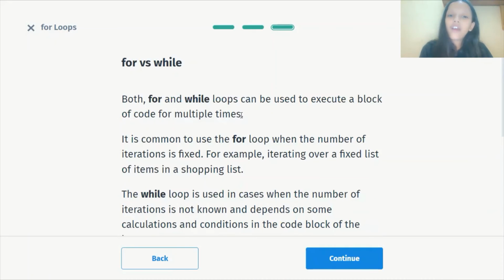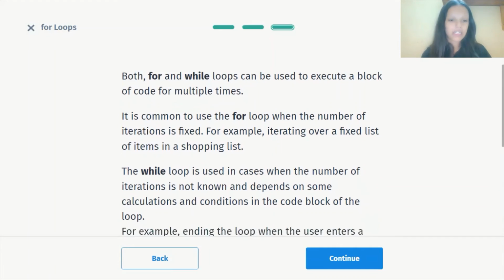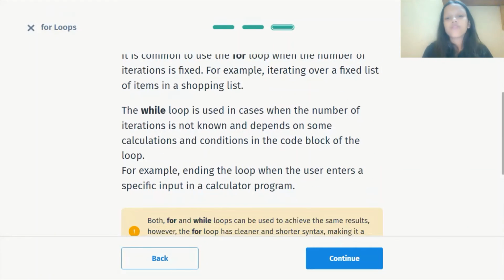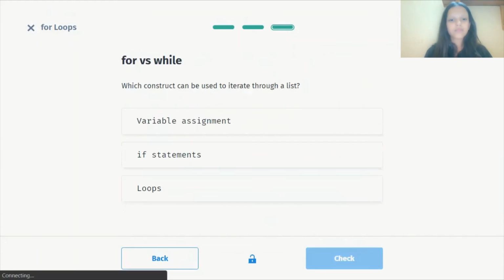Now, the for and while loops can be used to execute a block of code multiple times. It's common to use the for loop when the number of iterations is fixed, for example, iterating over a fixed list of items in a shopping list. The while loop is used in cases when the number of iterations is not known and depends on some calculations or conditions in the code block. Now, which constructs can be used to iterate through a list? Loops.